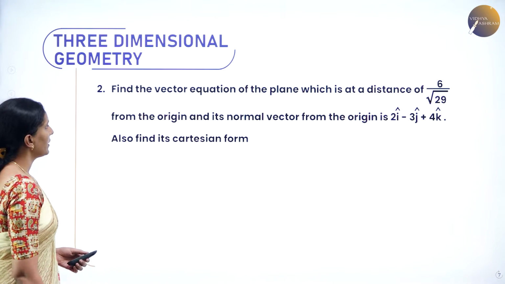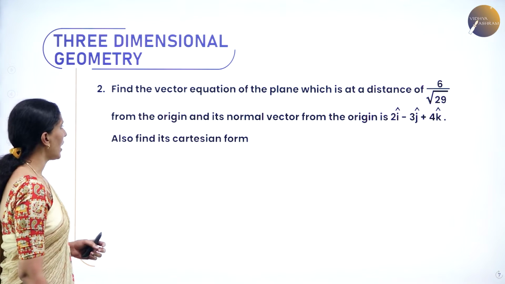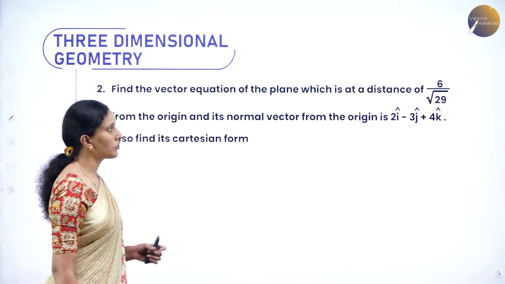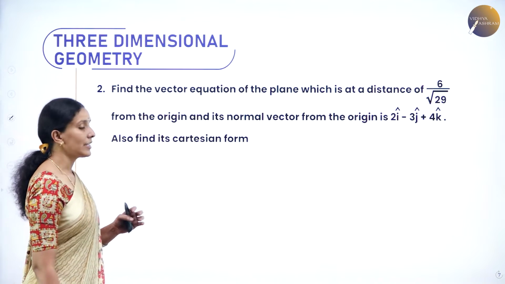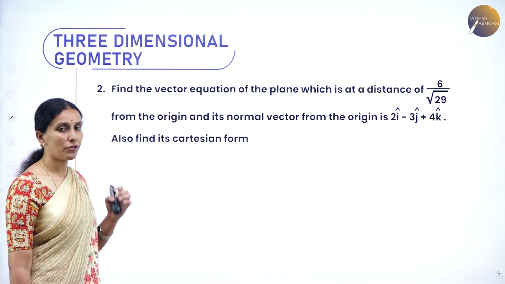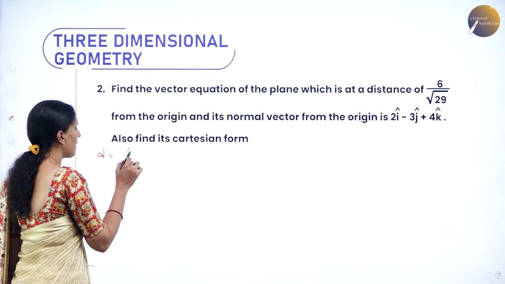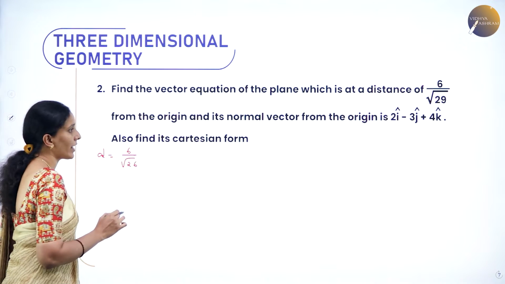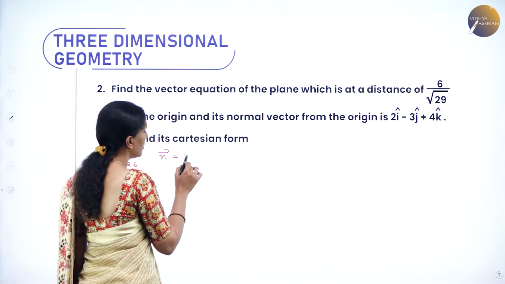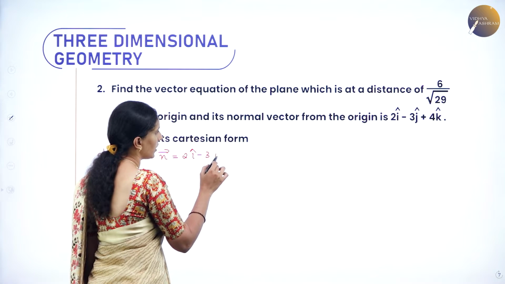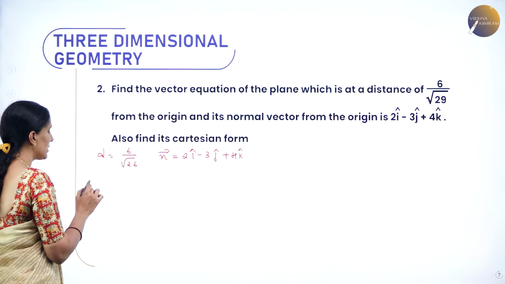Next one: find the vector equation of the plane which is at a distance of 6 divided by root 29 from the origin, and it is normal to the vector 2i minus 3j plus 4k. Also find its Cartesian form. First we will find the vector form of the equation. Here we have the distance as 6 divided by root 29. Now let us find n cap, because vector n is given as 2i minus 3j plus 4k.